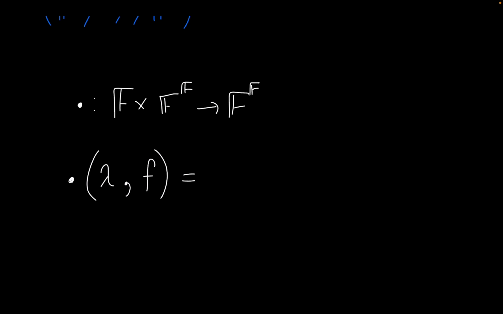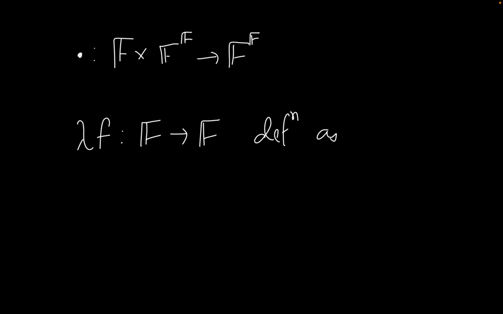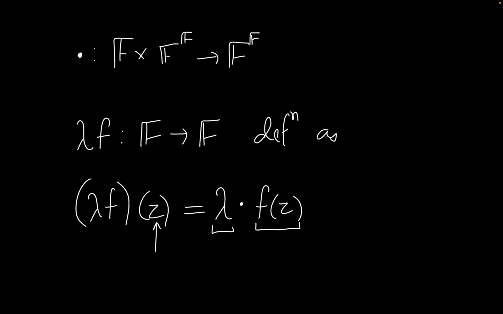So we define lambda f, a function from F to F, to be as follows: lambda f of z is equal to, and notice that this is a function from F to F, so z is a scalar in F, and the output of this function should also be a scalar, so we define it to be lambda times f of z. So f of z is obviously again a scalar because f is a function from F to F, and lambda is again a scalar. A scalar multiplied by another scalar is a scalar because fields are closed over multiplication as well.